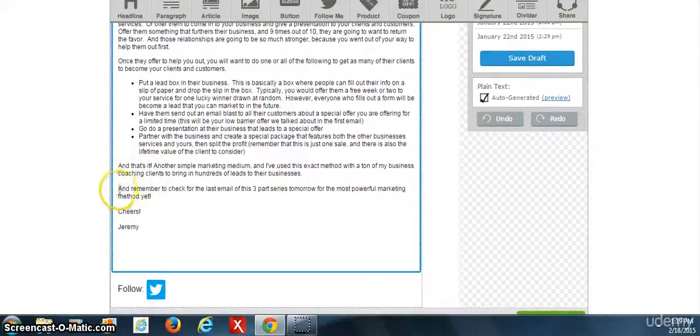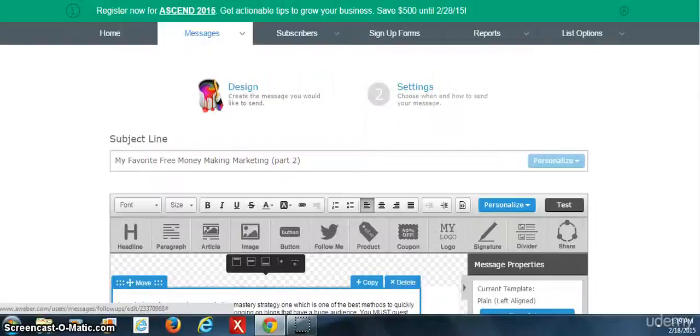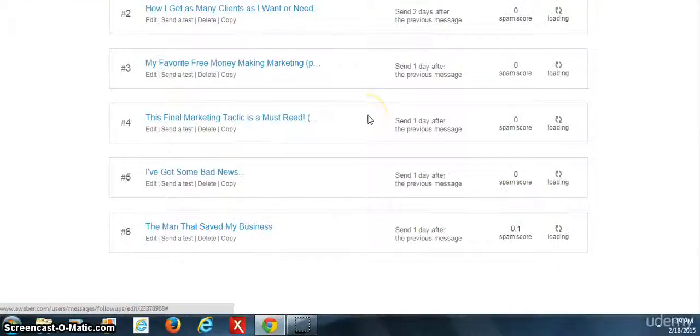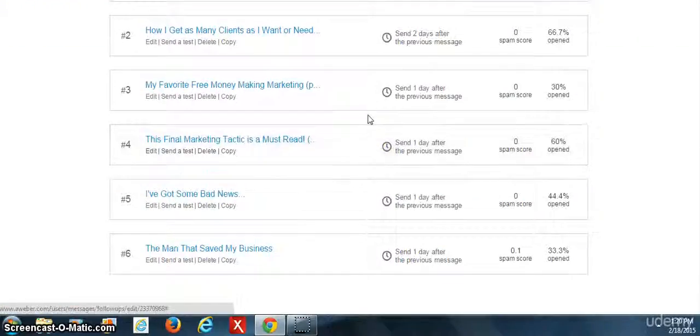And then at the bottom, remember to check out for the last email of this three-part series tomorrow for the most powerful marketing method yet. So now we're going to go to that next one. So basically, if you see in these last two emails, all I've done is give them valuable content. I've taught them something. I didn't offer them anything or expect anything. I just taught them something that I thought they would find valuable.